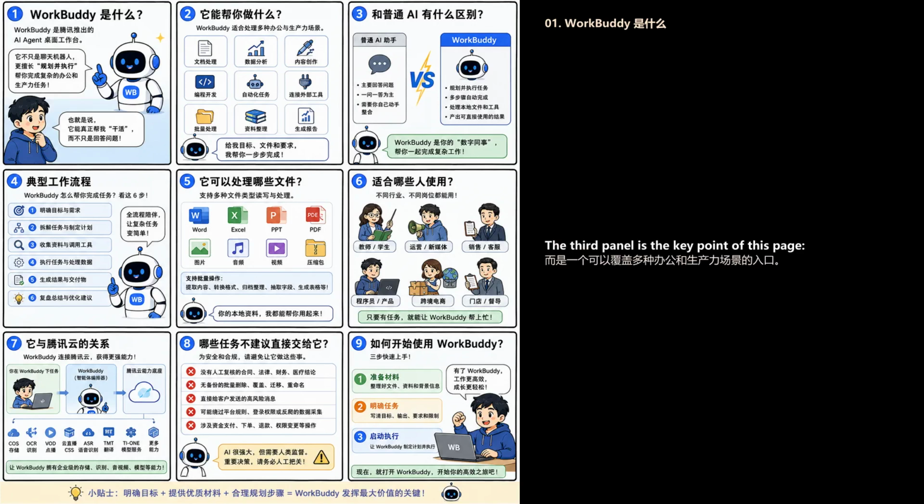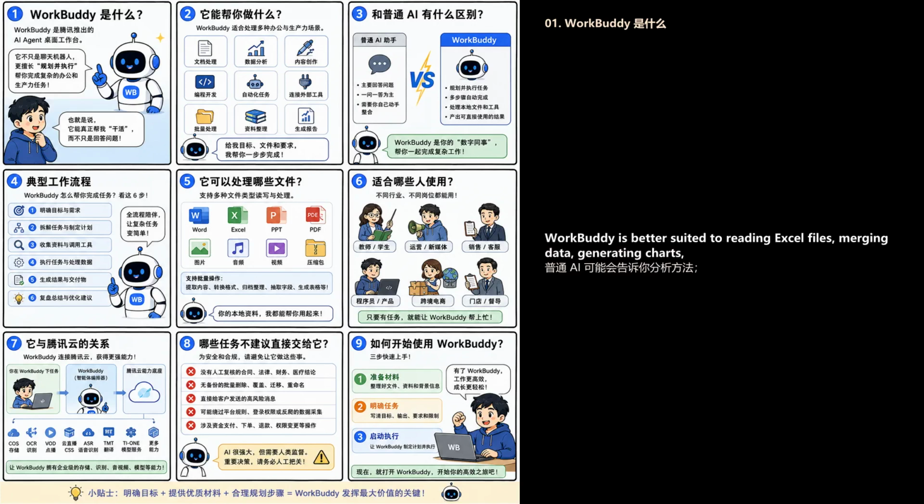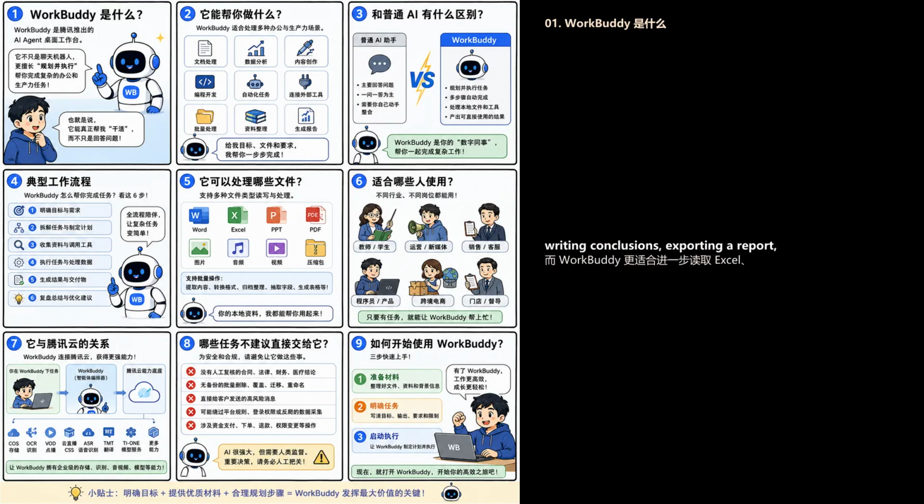A normal AI assistant focuses on answering, while WorkBuddy focuses on planning and execution. If you say, "Help me analyze this month's sales," a normal AI may only explain the analysis method. WorkBuddy is better suited to reading Excel files, merging data, generating charts, writing conclusions, exporting a report, and even turning the process into a reusable template.